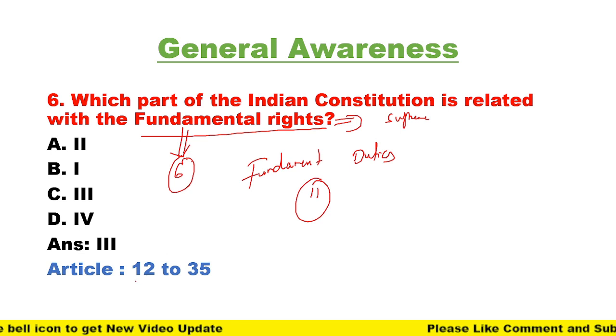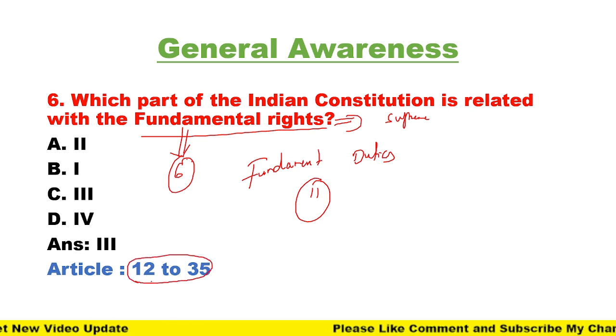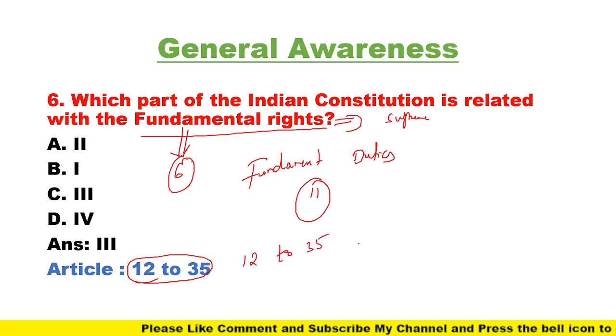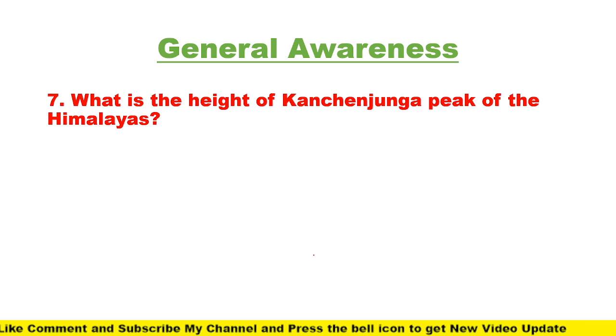Next, Articles 12 to 35. Articles 12 to 35 are related to what? Fundamental rights.